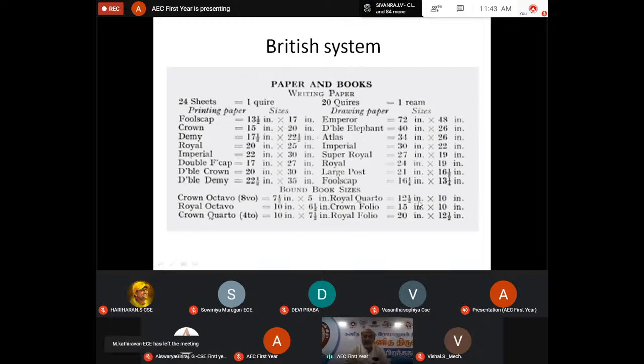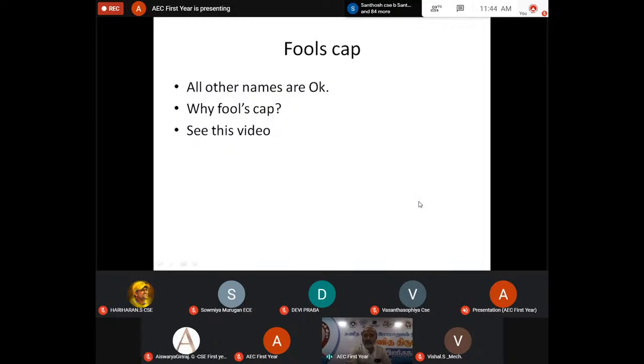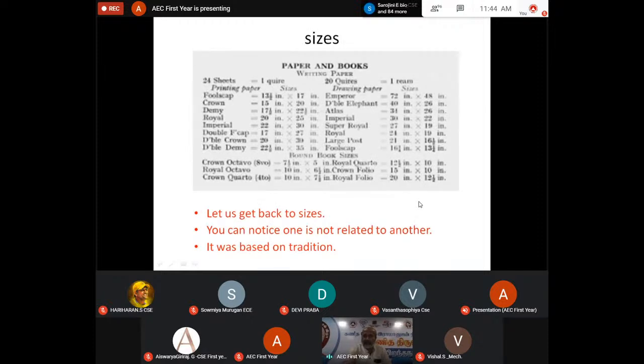Next, to follow it up, there are foolscap, crown, demy, royal, imperial, double foolscap, double crown, double demy, etc. Look at the foolscap itself. It is 13.5 inches by 17 inches. That is the size. And when you see all the proportions, you will see that there is no rationale in it. There is no connection between one size and the other sizes. But there is something called foolscap. All other names are okay. Why this foolscap? Okay, let us see a video.